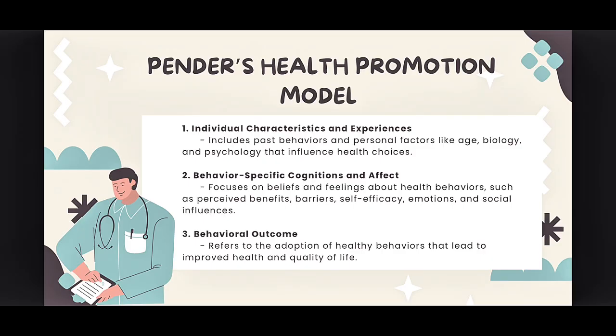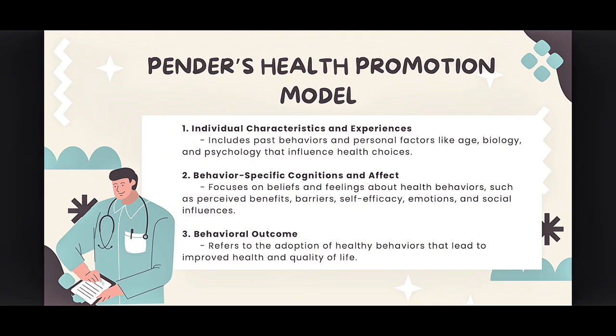Second, we have the behavior-specific cognitions and affect. It focuses on beliefs and feelings about health behaviors such as perceived benefits, barriers, self-efficacy, emotions, and social influences. This refers to how we think and feel about our health habits. For instance, if we really believe that exercising benefits us, we're more likely to do it. On the other hand, if we feel there are barriers like lack of time or money, we might avoid it. Self-efficacy is our confidence that we can carry out a health behavior. Emotions and the influence of people around us, such as family or friends, also shape our decisions.